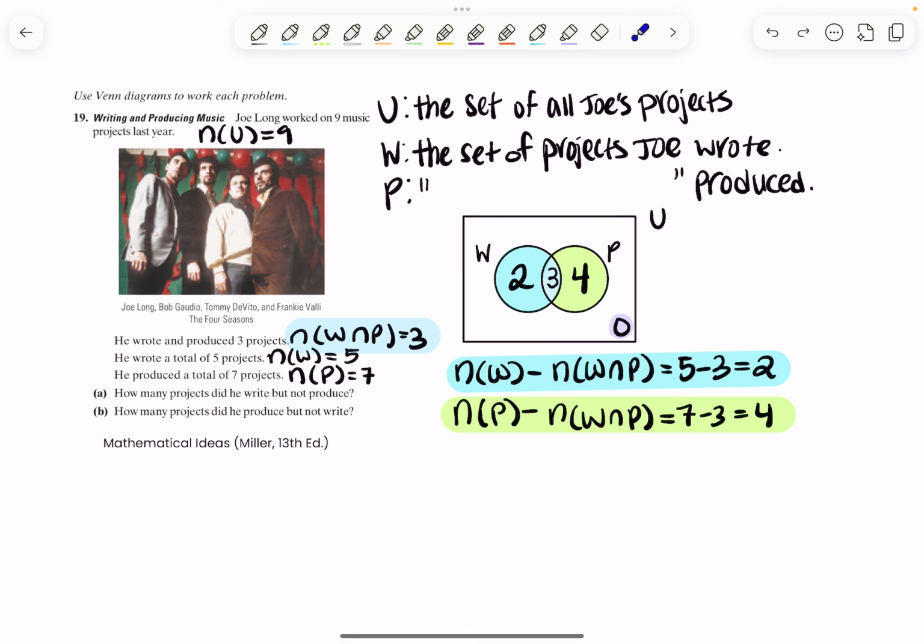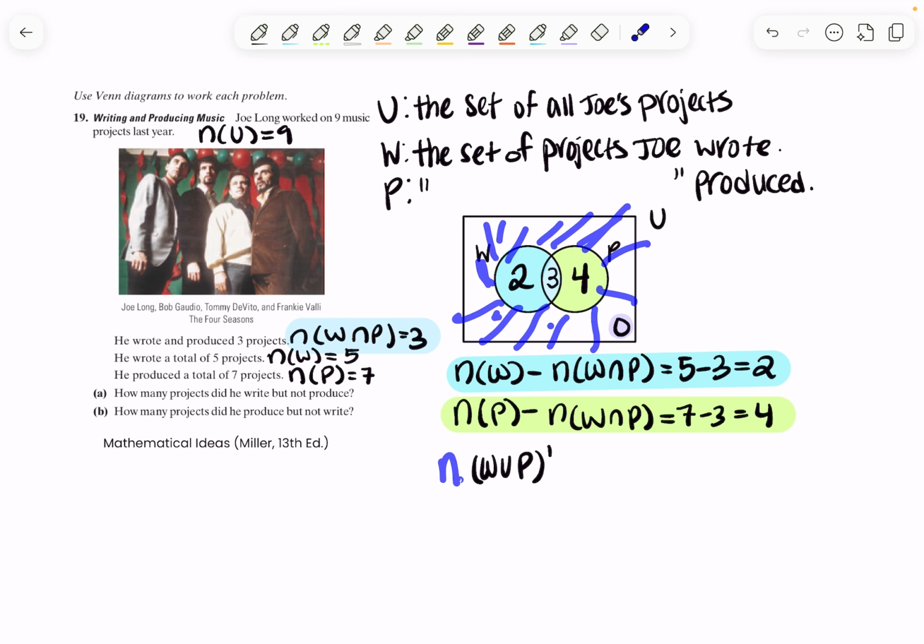Well, this region really is set W and set P together. It's this entire thing. And when we want to join all of the elements into sets, what do we do? We do union. So we're looking at the union of sets W and P. So this region right here, and we want everything outside of that region. So we're going to take the complement of that. So now the region we're looking at is this region right here. And we want the number of elements in this region.